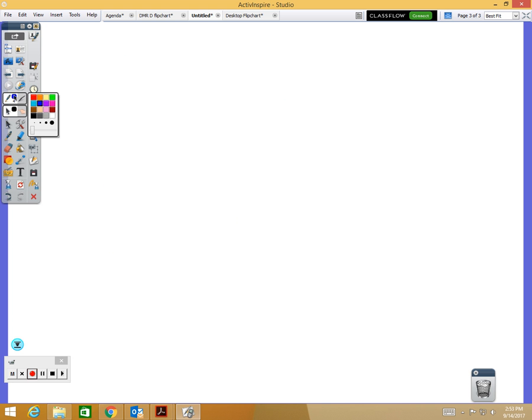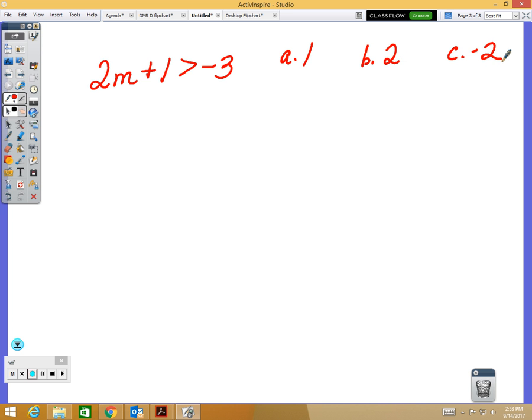The next thing that you'll see on the assignment is you'll be given an inequality, and you'll be given three values. If I said A is 1, B is 2, and C is -2. And what I want to know is which of those three values would, if I put it into the inequality, would make it true. Okay? So let me show you what I mean. Let's do the first one. 1. If I were to replace the variable with a 1, that would be 2 times 1 plus 1. Is that greater than -3?